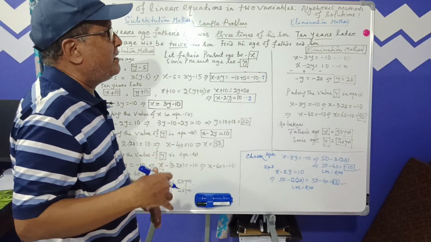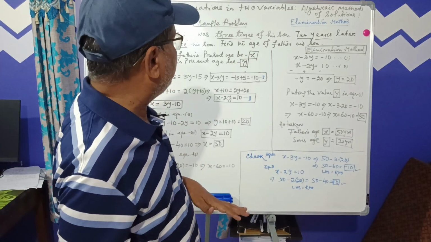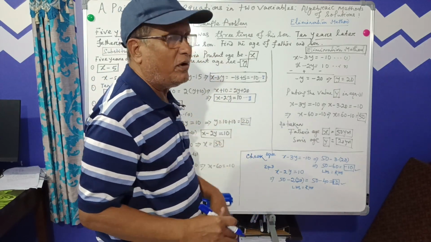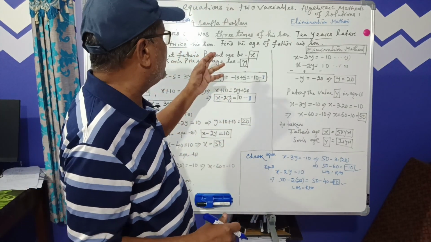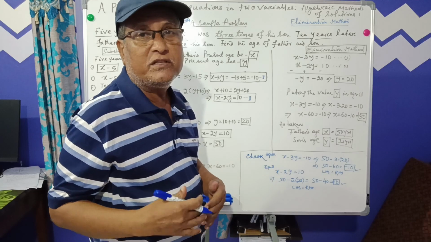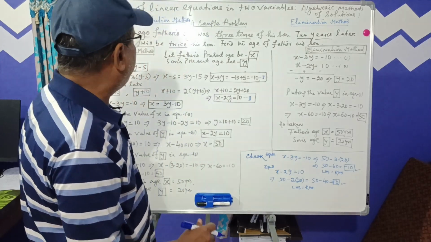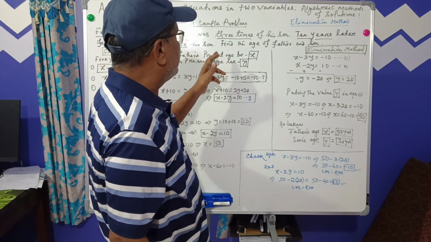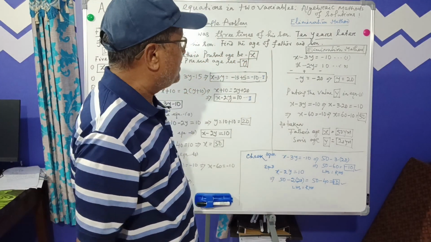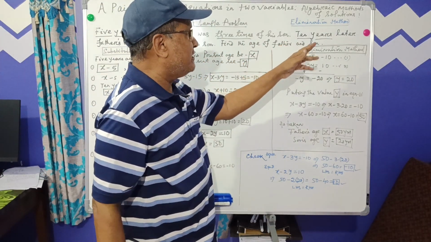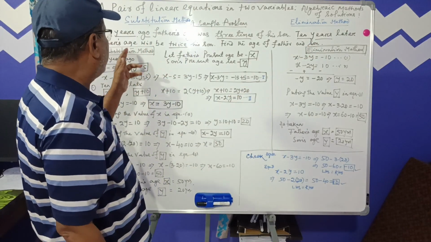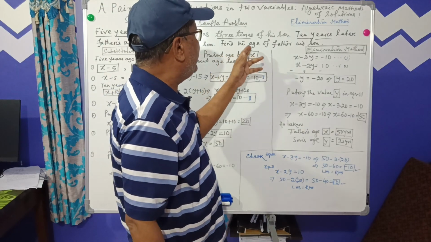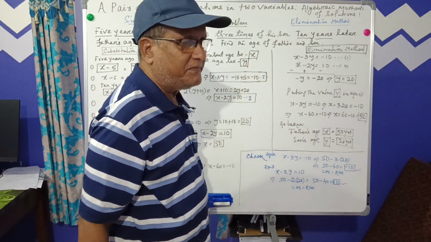For better understanding and clarification, we have displayed a problem taken from your textbook. Please remember, this question was set in previous year exams. Let me read the question. 5 years ago, father's age was 3 times his son's. Then 10 years later, father's age will be twice his son's. Find the age of father and son.